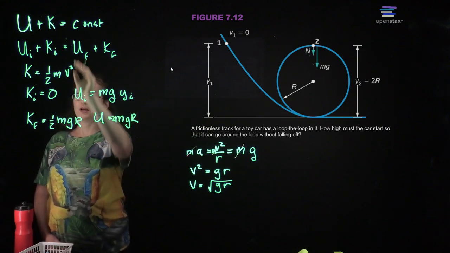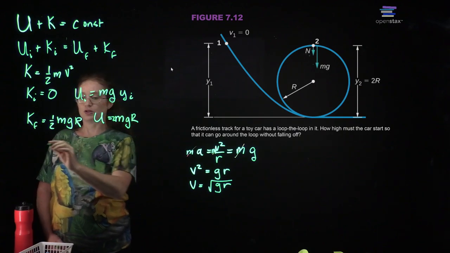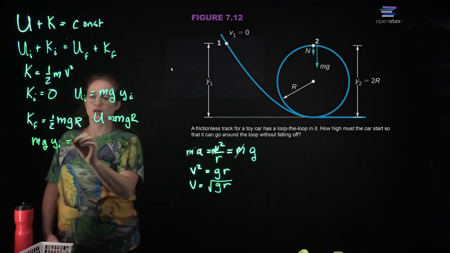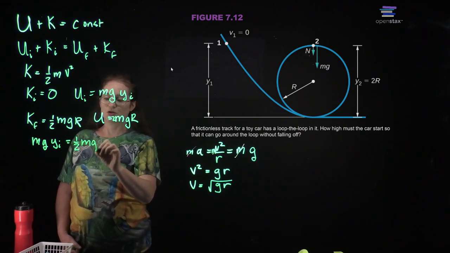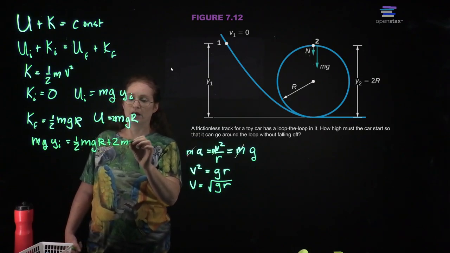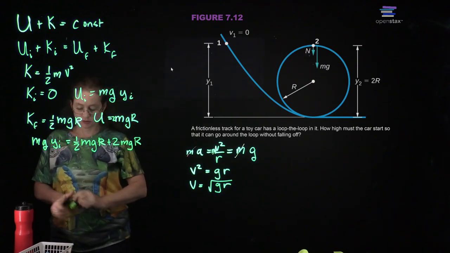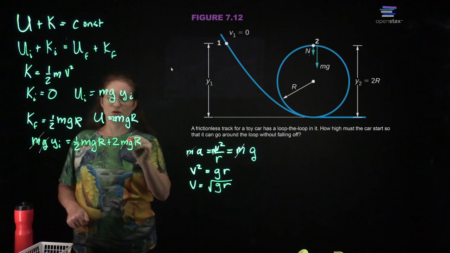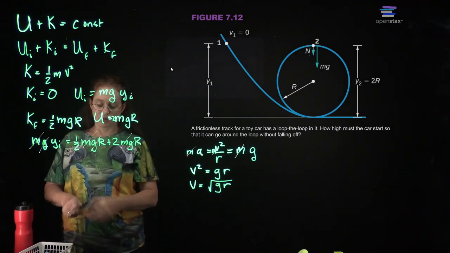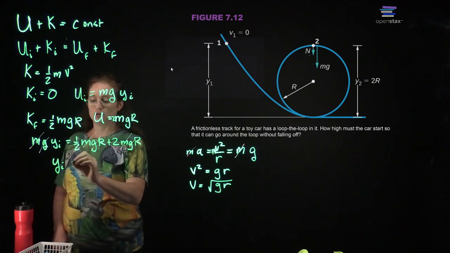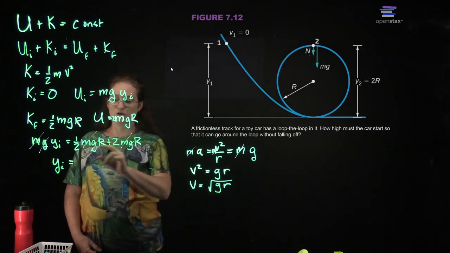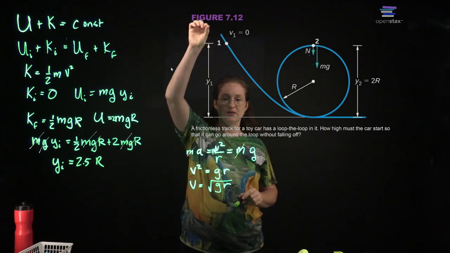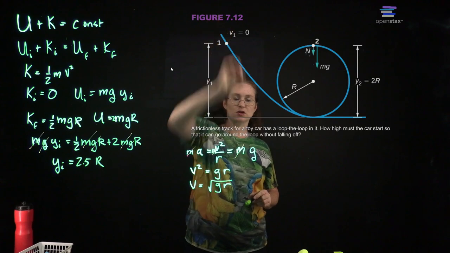So then how high does this have to be? I can write initial energy equals final energy. So I have mgy initial equals 1/2 mgR plus 2 mgR. I have a lot of cancellations I can make. I have an m in every term. I have a g in every term. So here, I am left with y initial equals 2.5 R. So I have to start at least 2.5 times the radius. So about yay high if this picture is drawn to scale.